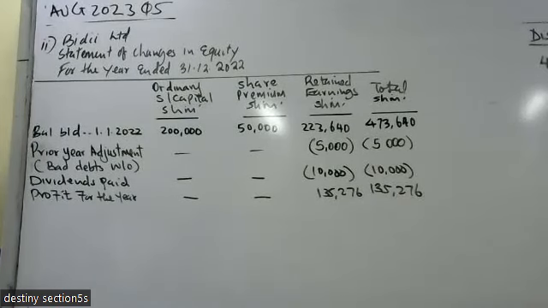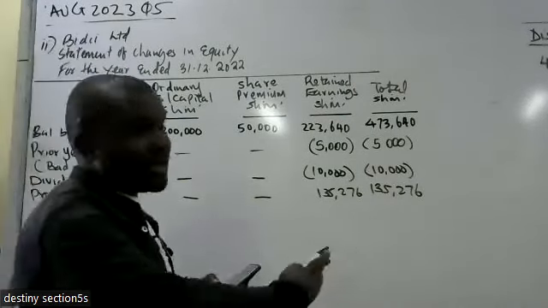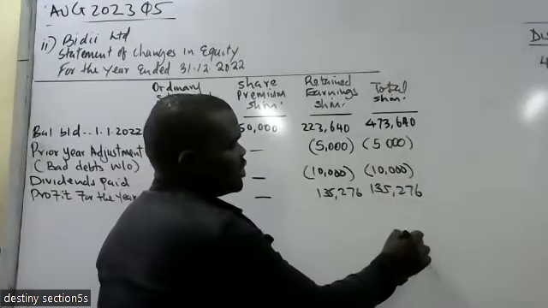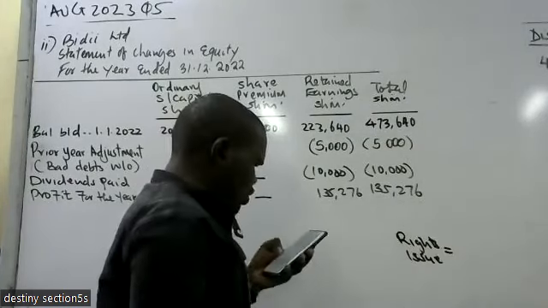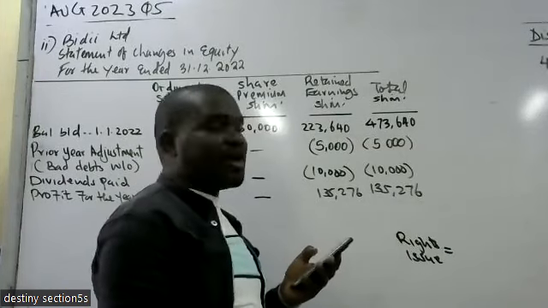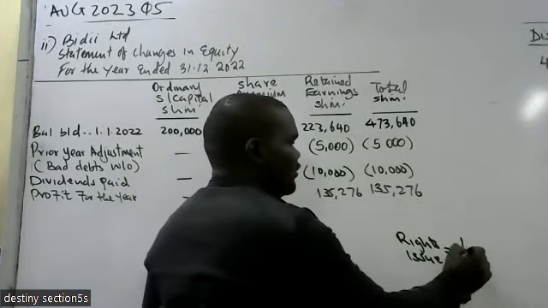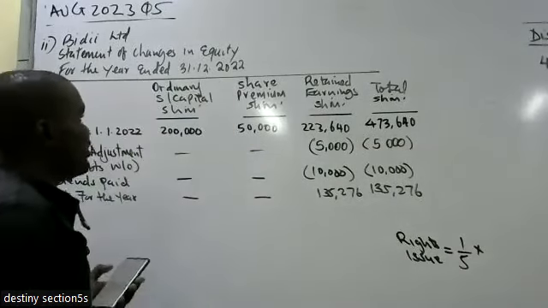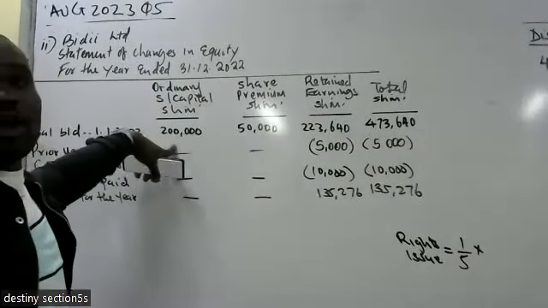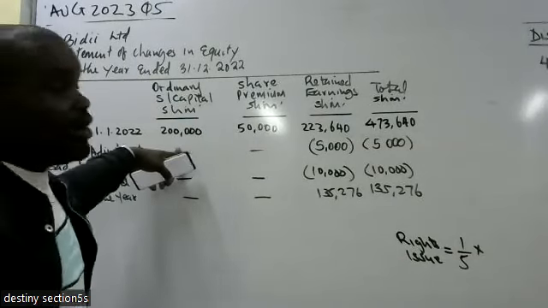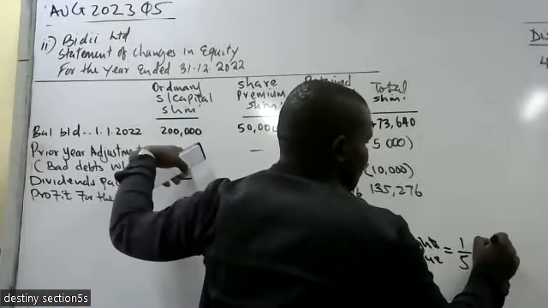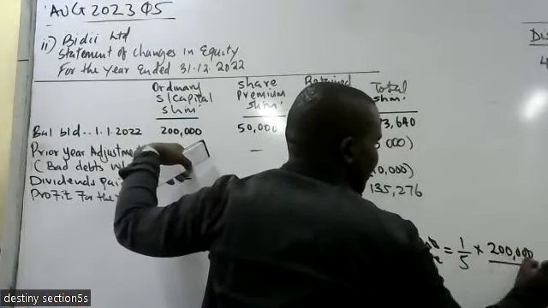Those rights matters cannot help anywhere. What you do is simple. Just do a small working somewhere outside. You say rights issue. They issued 1 for every 5 held. How many ordinary shares were being held? This one is here. 200,000, but 200,000 is monetary value. So divide by the par value. Par value was 10. So you take 200,000 divided by 10.